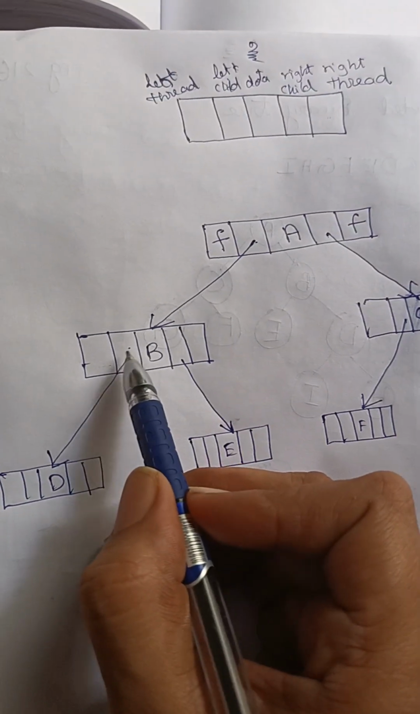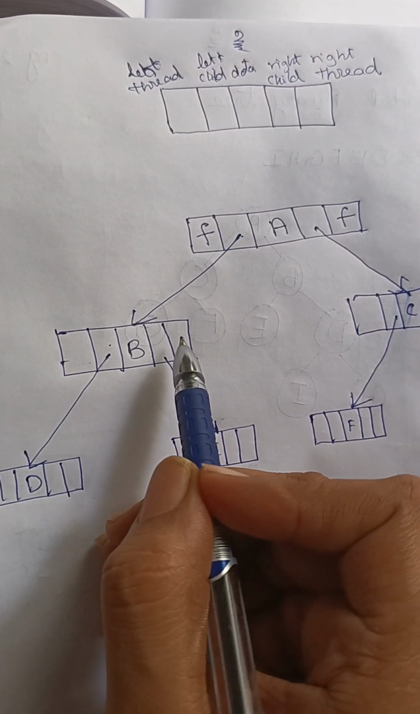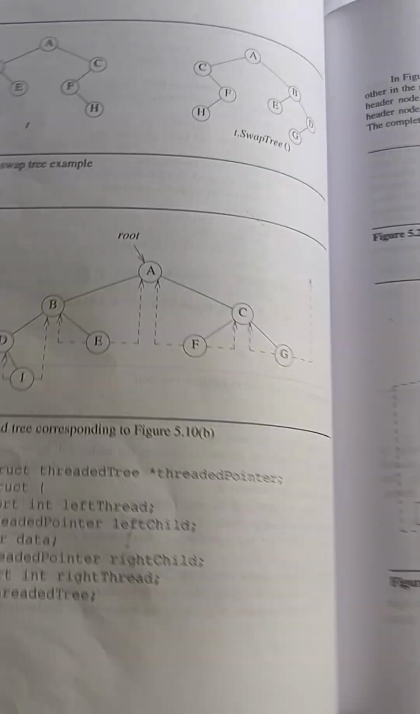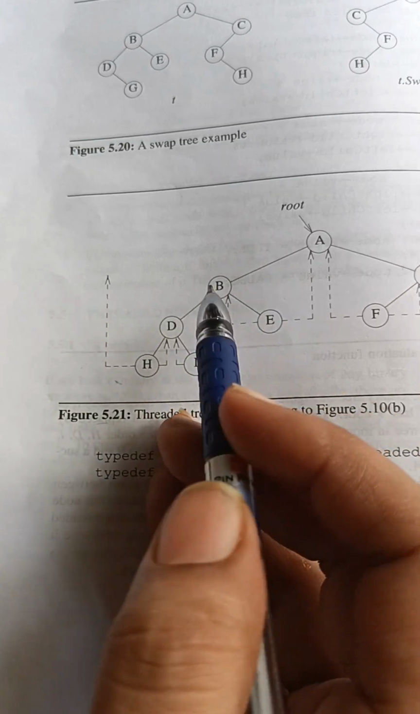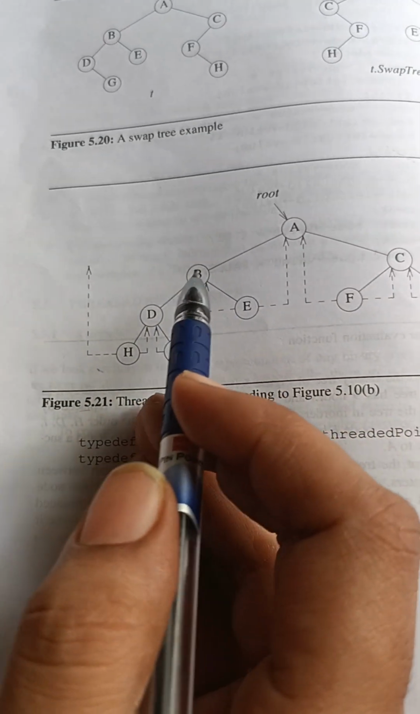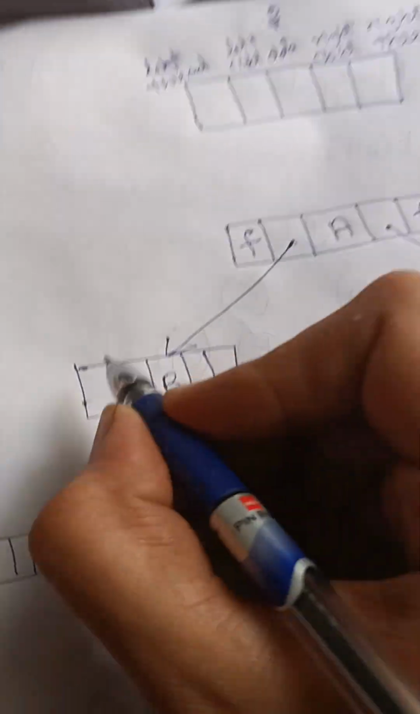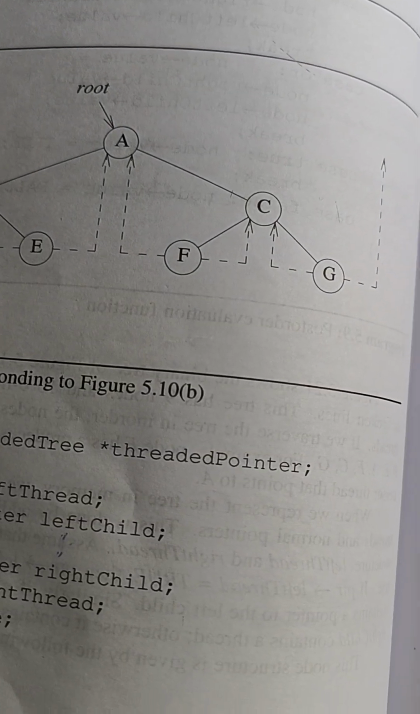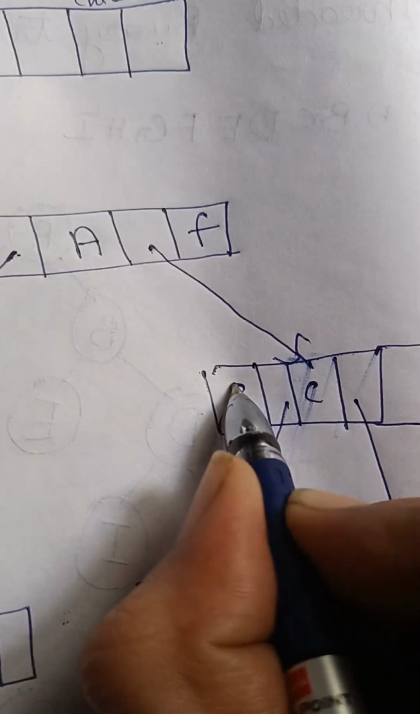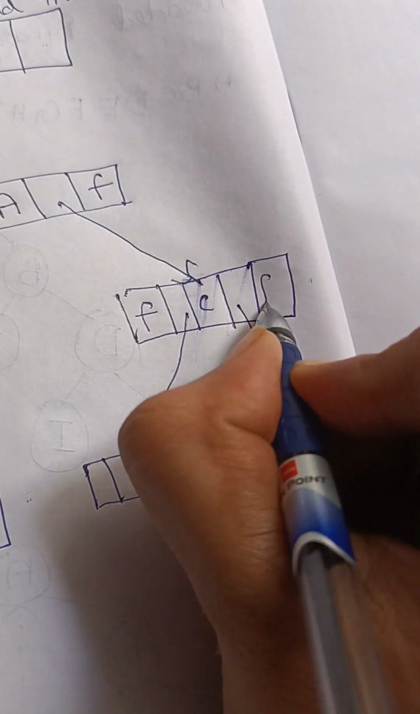Then for your B, we have to mark the left thread and right thread. Go check in the diagram. Do we have a left thread and right thread? No. There are no threads coming out of your B. So what should you mark? You should mark false. Okay. Similarly, for your C, you have to check. There are no threads for your C also. So we will mark it as false.